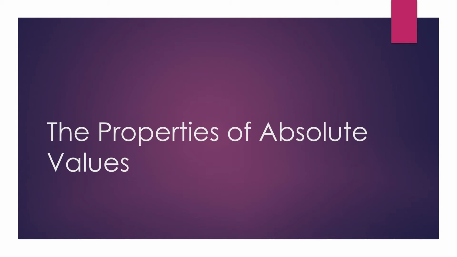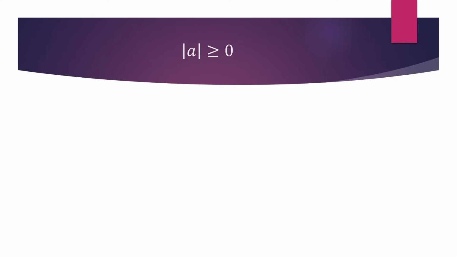In this video, I'm going to discuss a few properties of absolute values. These properties are going to be the most basic properties of absolute values, so if you're just starting with absolute values, this might be the video for you. The first property I want to talk about is the absolute value of any number always has to be greater than or equal to 0.